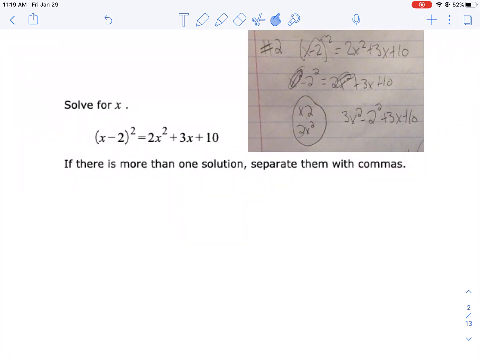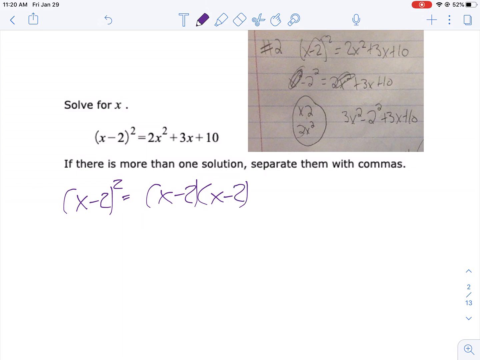On this question, we want to solve for x. I don't know what you did with the x minus 2 squared. You can't distribute the 2 across a minus sign. x minus 2 squared is the same thing as x minus 2 times x minus 2. We have to double distribute that. We have to take the x and distribute it.